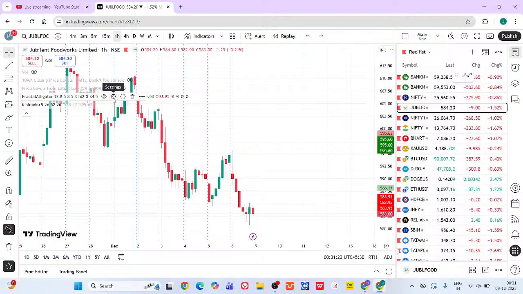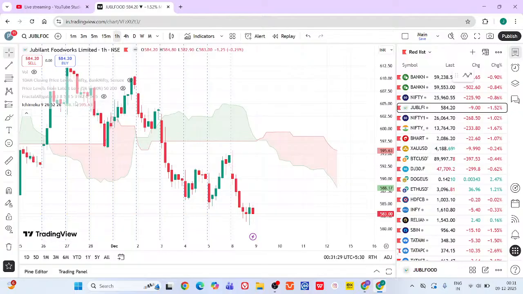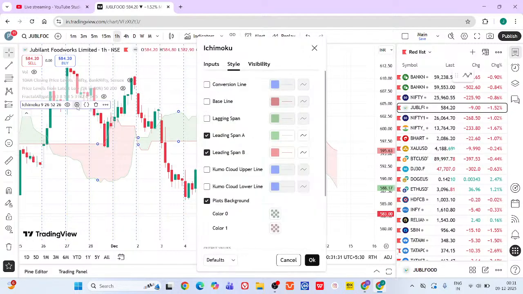The tool is these two. One is the fractal, one is the Ichimoku. Now, what are the settings? I do not need the conversion base, since they have their own methodologies. I only need this leading span A and B. Okay, right? What do I need? These two.